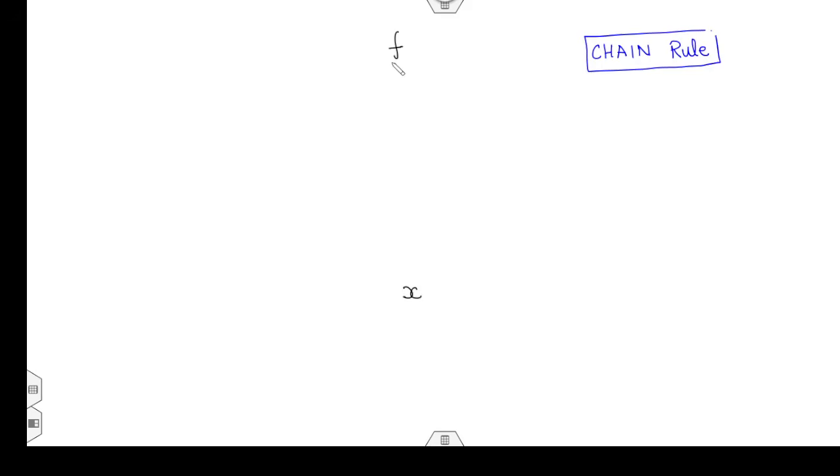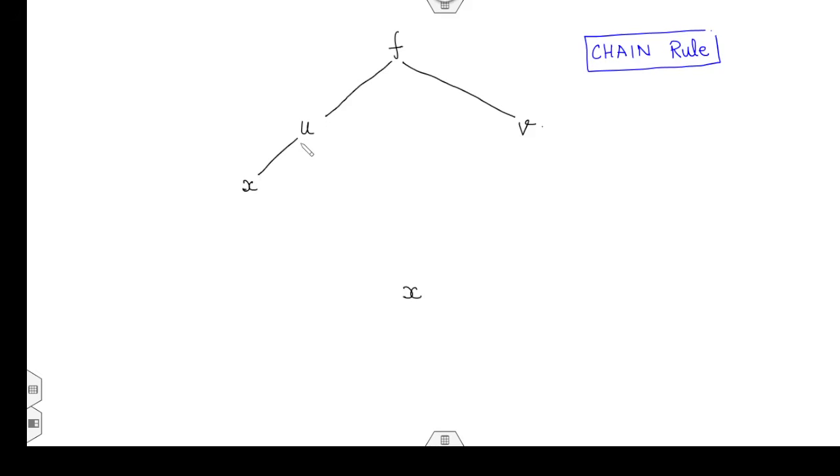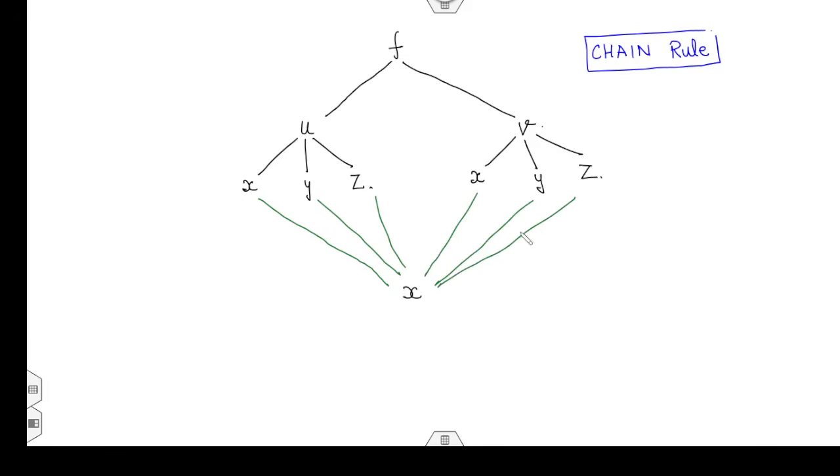So now you can see f is dependent on u, f is dependent on v. Also you can see u and v are dependent on x, y and z. So u is dependent on x, y and z. Similarly v is dependent on x, y and z. And then you have to find the derivative of each variable with respect to x. This is the chain rule. And make sure, students, x and y are my independent variables while z is my dependent variable.